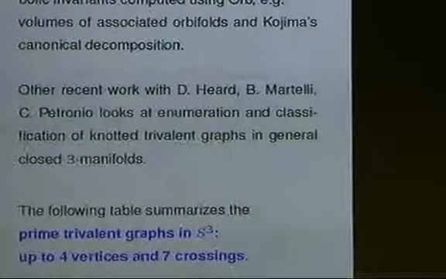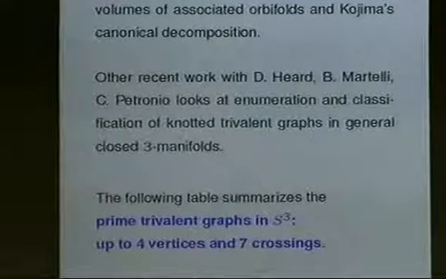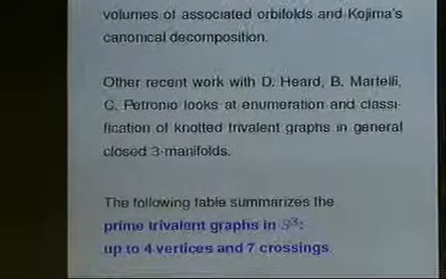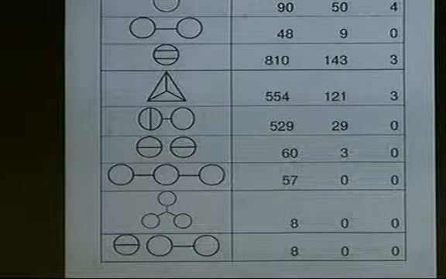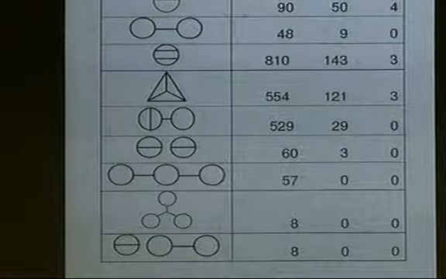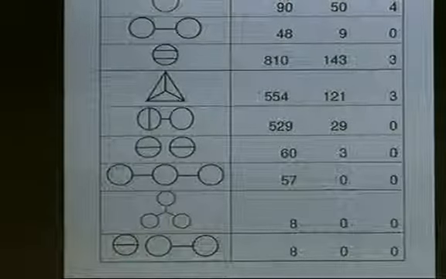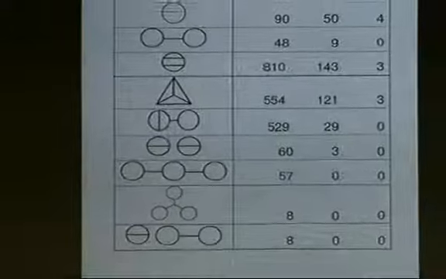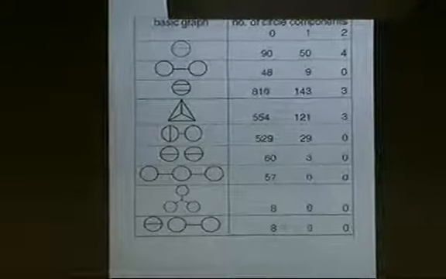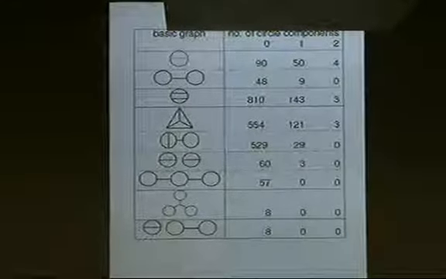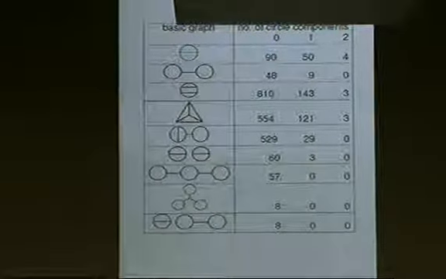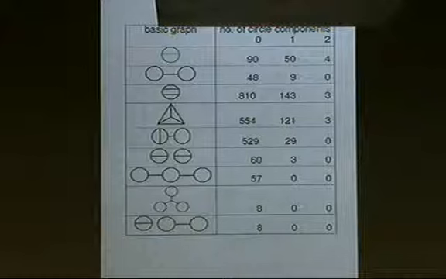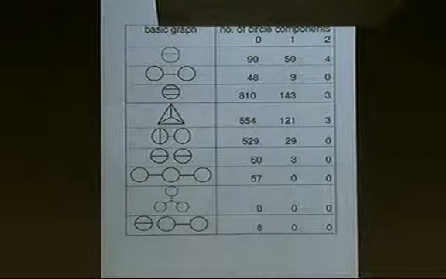So if we look at the graphs in the three-sphere, with up to 4 vertices and 7 crossings, actually there are already lots of them. Now, on the left, these are the various kinds of underlying abstract graphs that come up. The first one's a theta and so on. Okay, so there's quite a lot of these different sorts of things coming up, even up to just 7 crossings.